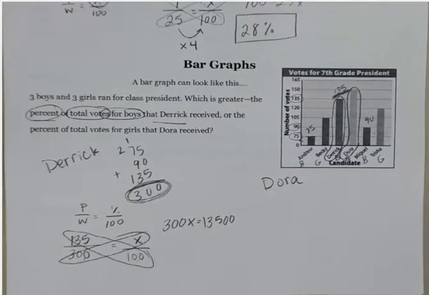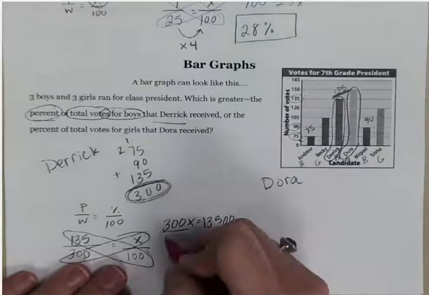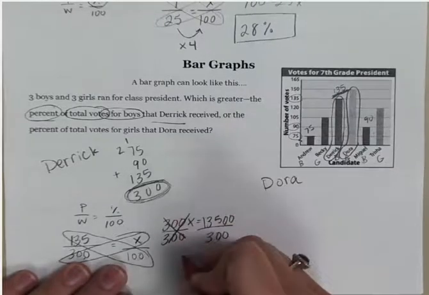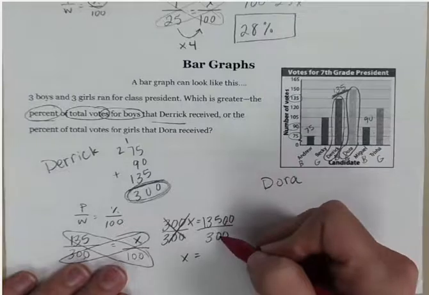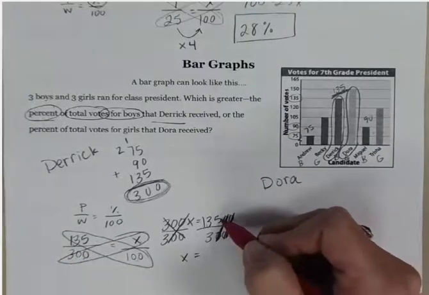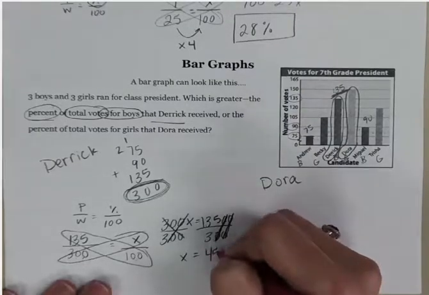How do I solve for x now? Divide by your coefficient to isolate your variable x. X is equal to, I have 2 zeros on top, 2 zeros on bottom. They can be canceled out. So now all you have to do is 135 divided by 3. Pause the video, please, and solve it. If you would have solved it, you should have got x to be 45%.